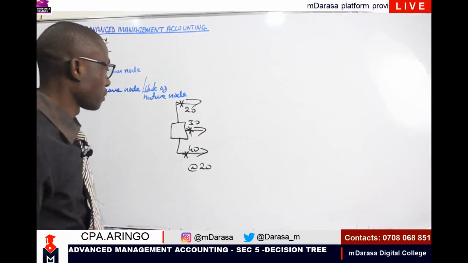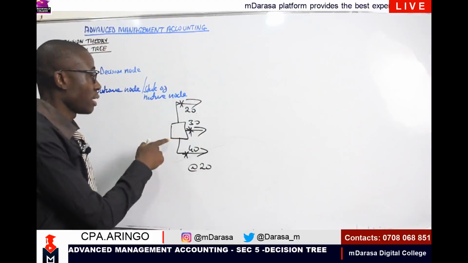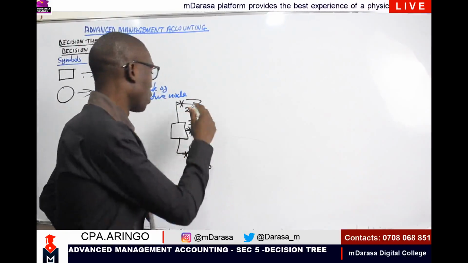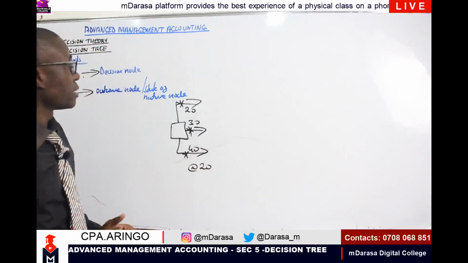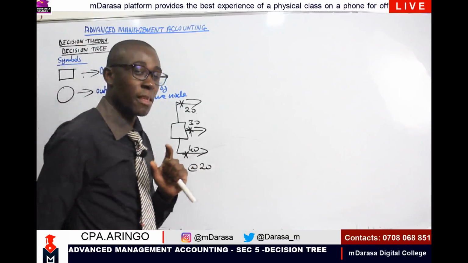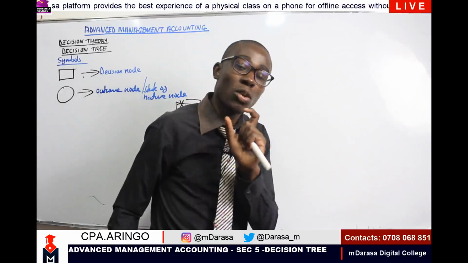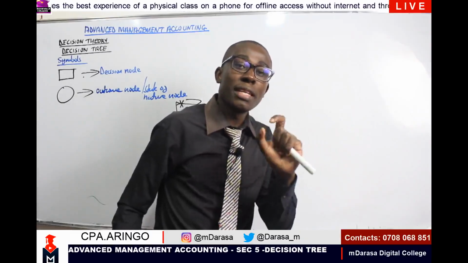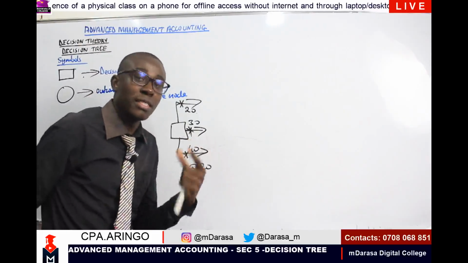Elaborating on what I've just said, I have to make a decision on one of the three alternatives. On these three alternatives, there is an outcome that can occur. If I select 20, there is an outcome. If I select 30, there is an outcome. If we select 40, there is an outcome.